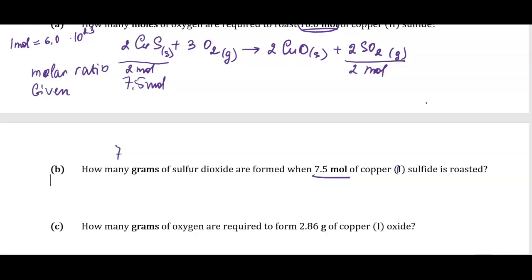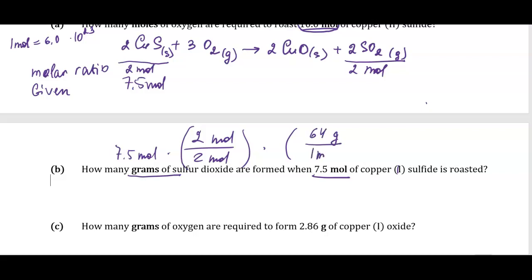You start with what is given, so 7.5 moles, and you multiply by your conversion factor. The conversion factor is 2 moles by 2 moles, right? And you need to end up with grams, because the question is how many grams of sulfur dioxide. You know that molar mass shows us how many grams is 1 mole. So 1 mole of sulfur dioxide according to the periodic table is 64 grams per mole, and this is my conversion factor, 64 grams per 1 mole.